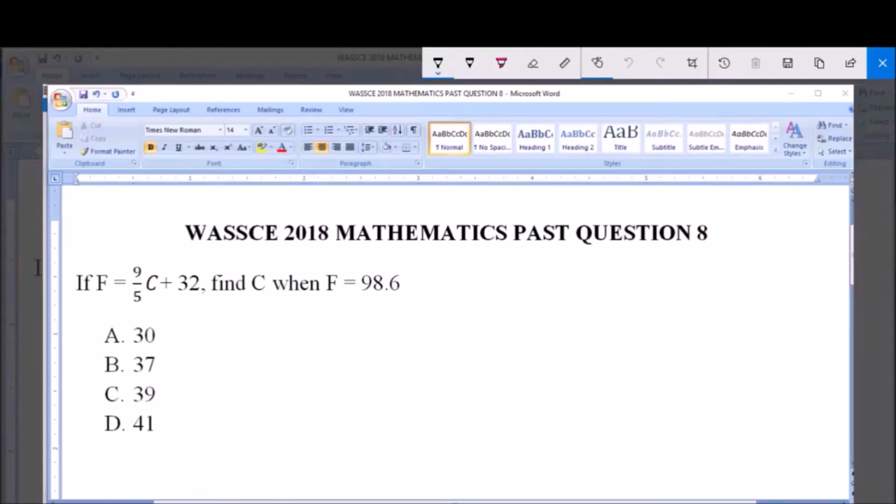I'll be answering WAEC 2018 Mathematics Past Question 8. If F is equals to 9 all over 5 C plus 32, find C when F is equals to 98.6. A 30, B 37, C 39, and D 41.